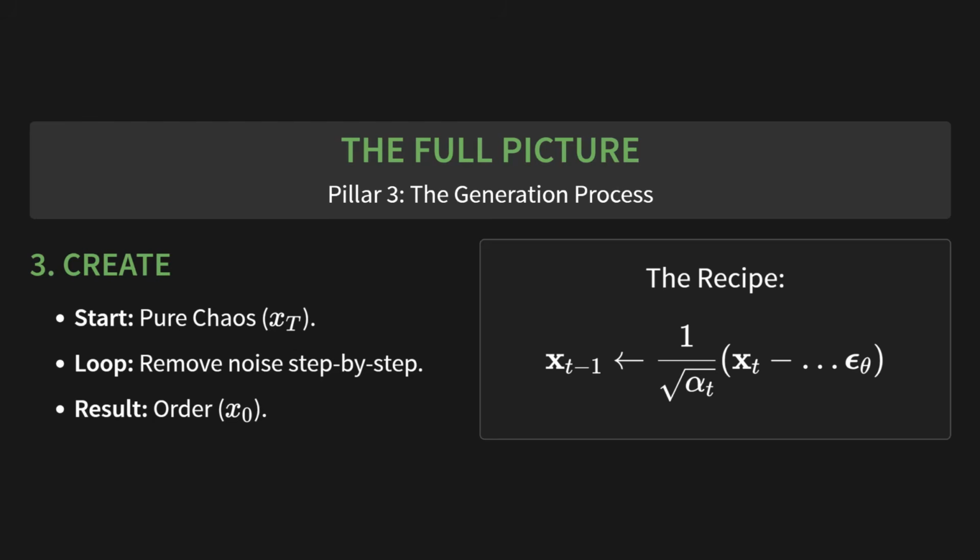And finally, pillar 3, the generation process. This is where we create. We start with pure chaos, a tensor of random noise called x sub t. Then we loop. Step by step, removing a little bit of the predicted noise each time. And the result? We transform that chaos into order. A beautiful new image, x0. The recipe for this creation? It's that sampling formula we just implemented. X sub t minus 1 is simply a function of our current image, x sub t, minus a scaled version of the noise our UNet predicts.